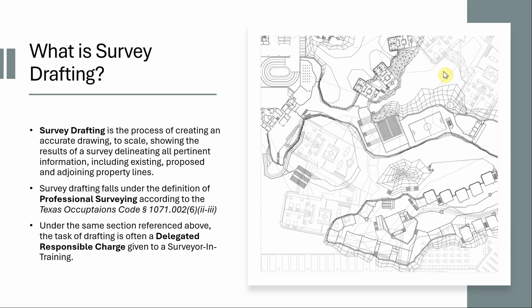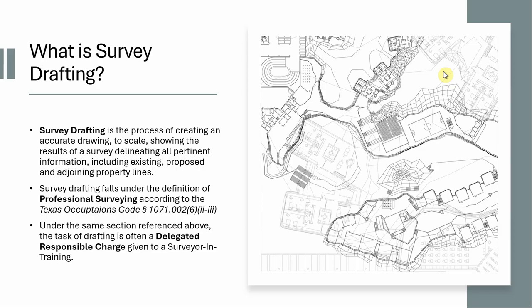As a SIT, a future RPLS, you are providing professional grade work. You're not creating, I've slapped some stuff together and I've handed it off to the RPLS and they'll make sure it's good. No, you're responsibly charged with providing those accurate drawings. It falls under that, and that's why all of your work, your office work as it's often called, or the drafting work, counts towards your hours for your license. And under that same Texas Occupation Code reference, the task of drafting is often a delegated responsible charge that's going to be given to a surveyor in training.